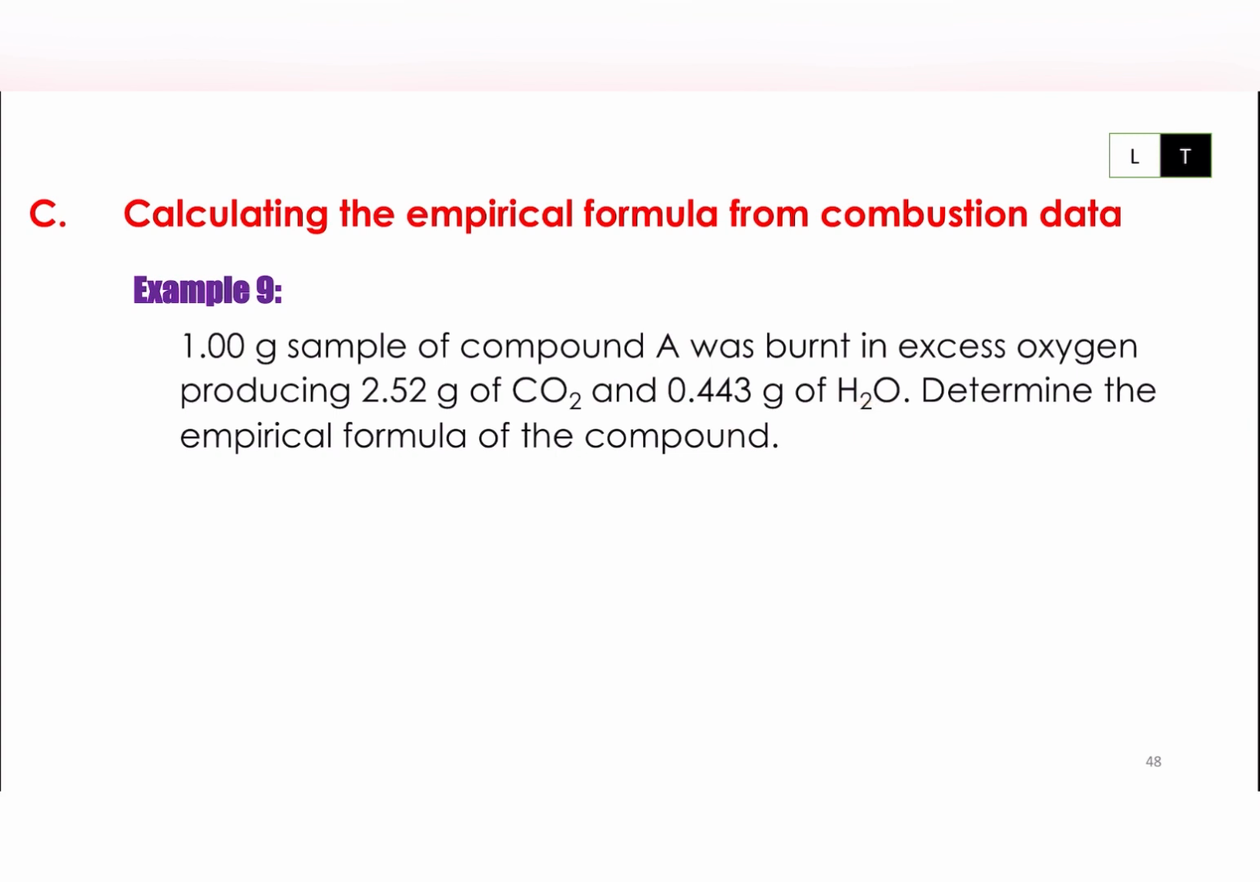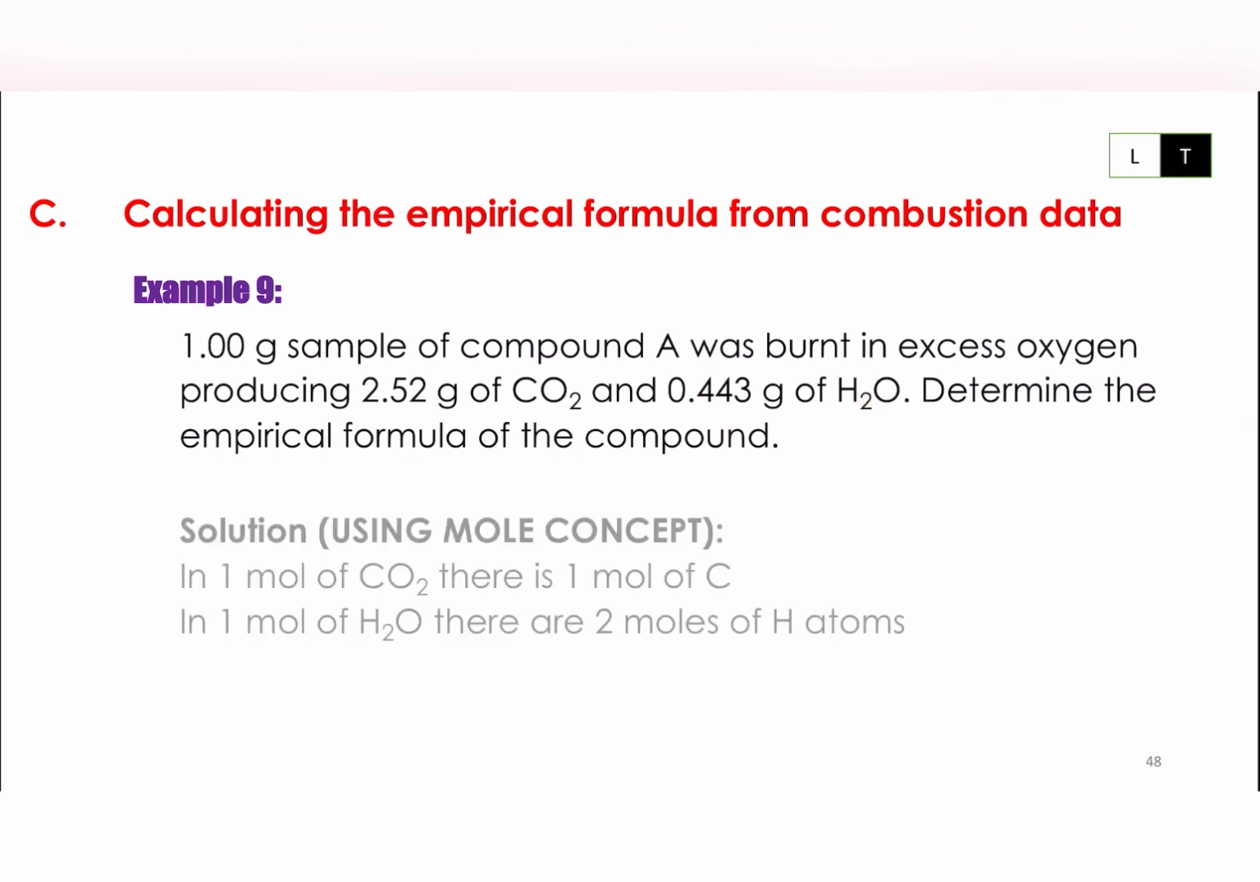So the solution for this one, you have to use the mole concept. In the mole concept, you got 1 mole of carbon dioxide, so there will be 1 mole of carbon. 1 mole of H2O, there will be 2 moles of hydrogen atoms. You can see here, from its formula. So this is what we are going to use in the next calculation. So let's go to part 1.